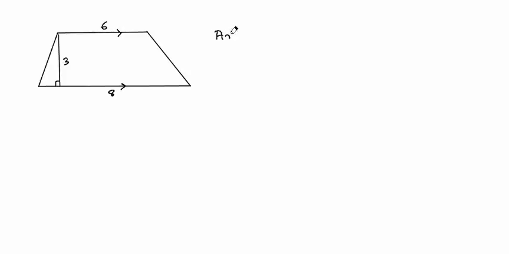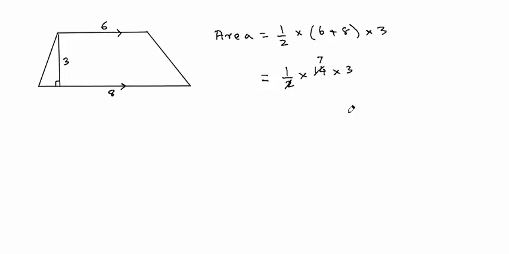And we know that the area formula for a trapezoid or a trapezium is equal to 1/2 times the sum of the parallel sides. So it's going to be 1/2 times 6 plus 8 times the perpendicular distance between them, which is 3. On simplifying, we have 1/2 times 6 plus 8 is 14 times 3. Cross off the 2 with the 14, write a 7 here, and therefore the area is equal to 21 square units.